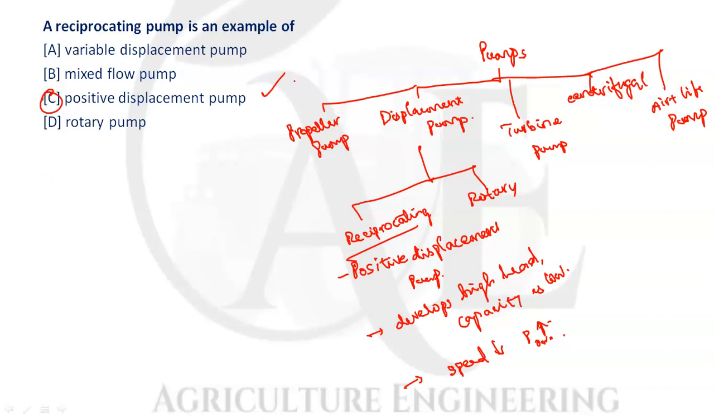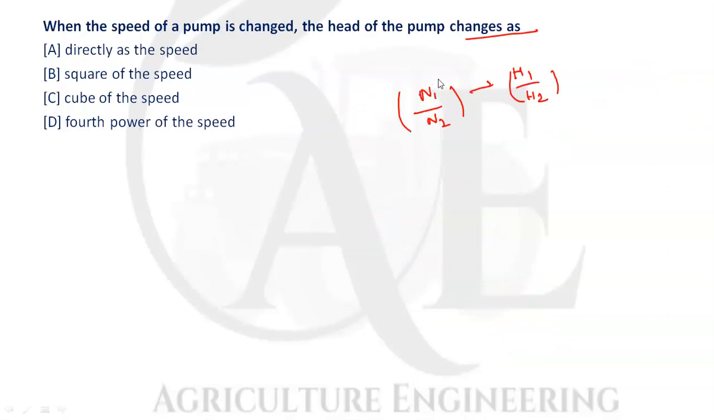So next question. When the speed of the pump is changed, the head of the pump changes as the square of the speed. So option B, square of the speed, is the correct answer.